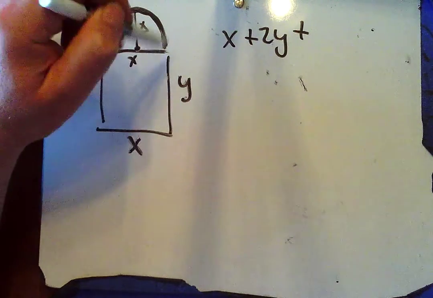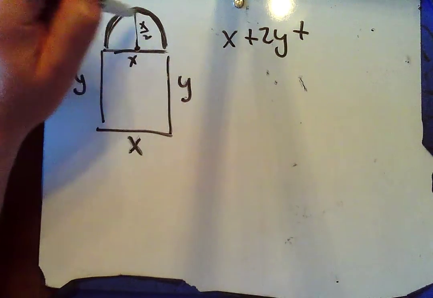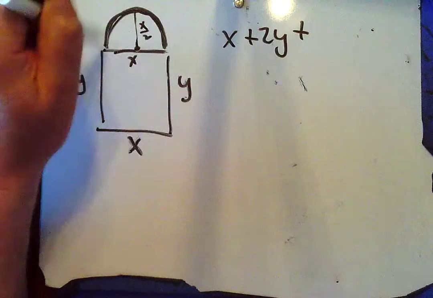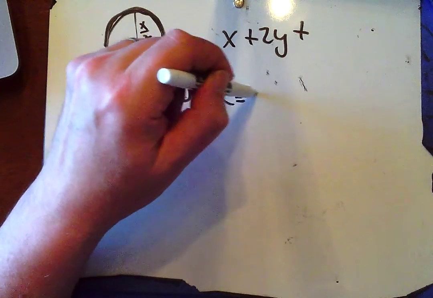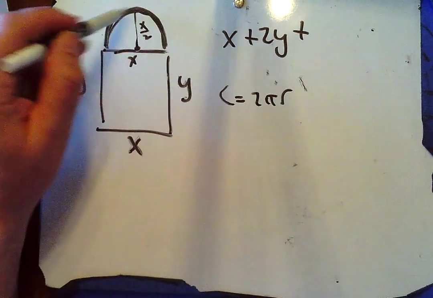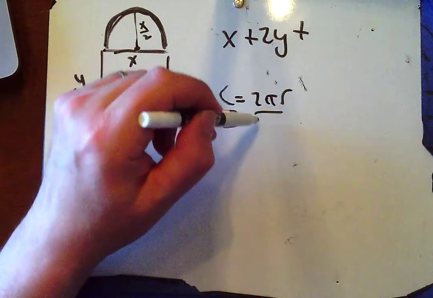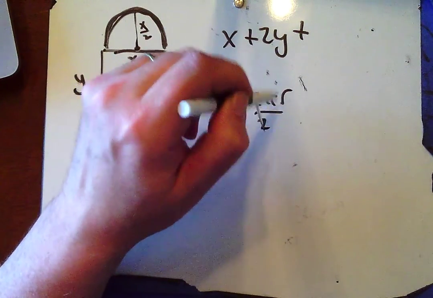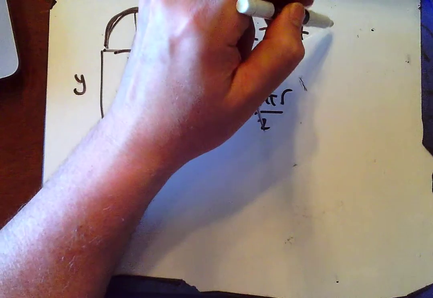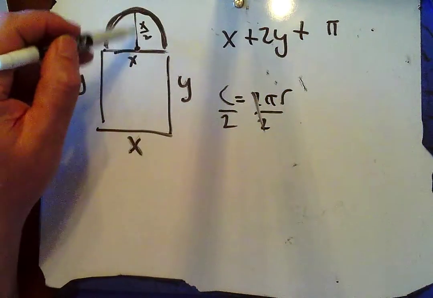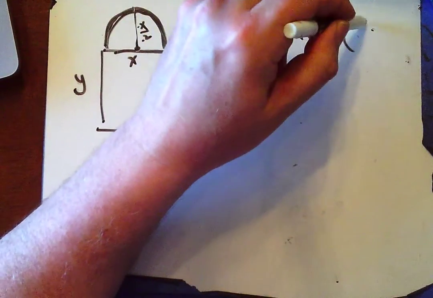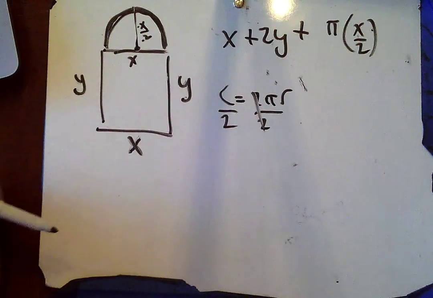Well, this is a semicircle, and I know the formula for the circumference of a circle. Circumference is 2 pi r, but I only want the circumference of half a circle, and so that's going to be pi r. Okay, pi, oh, and what did we say r was? X over 2. So x over 2.